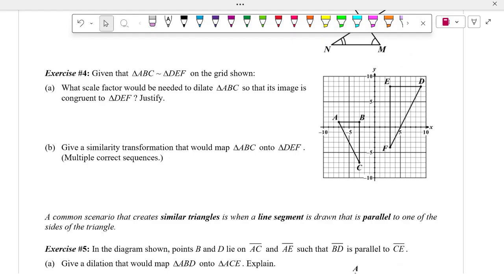AB and BC, as well as ED and EF. So AB is 4, EF is 2, 4, 6. BC is 2, 4, 6, 8, and EF is 12.